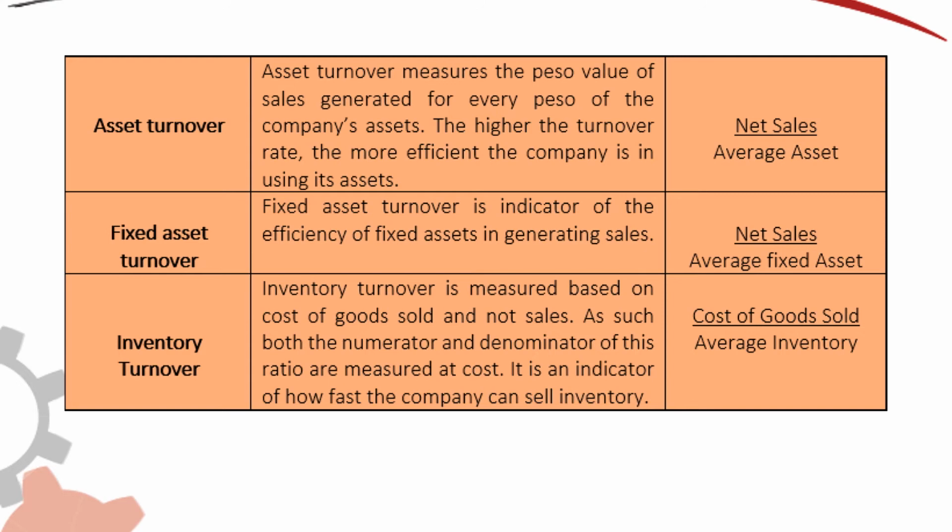Next, we have the inventory turnover. Inventory turnover is measured based on cost of goods sold and not on sales. As such, both the numerator and denominator of this ratio are measured at cost. It is an indicator of how fast the company can sell the inventory. So for the formula, we have cost of goods sold over average inventory.